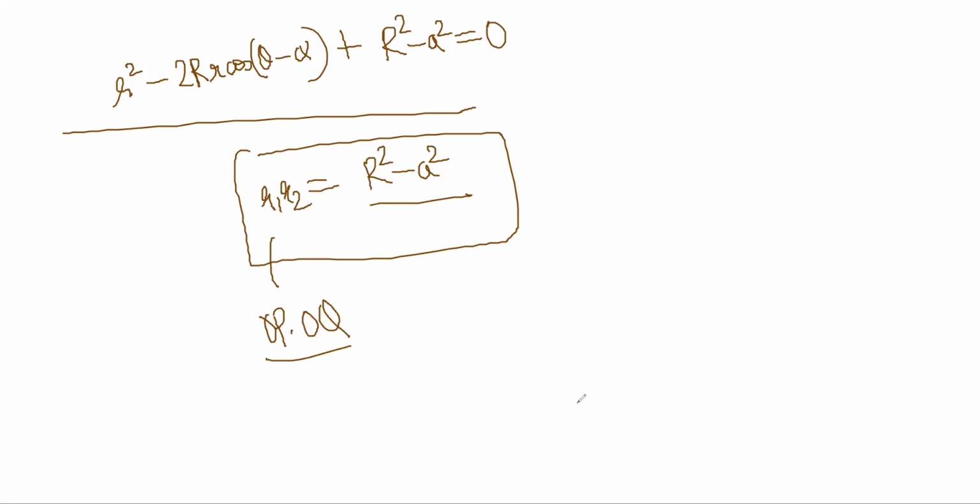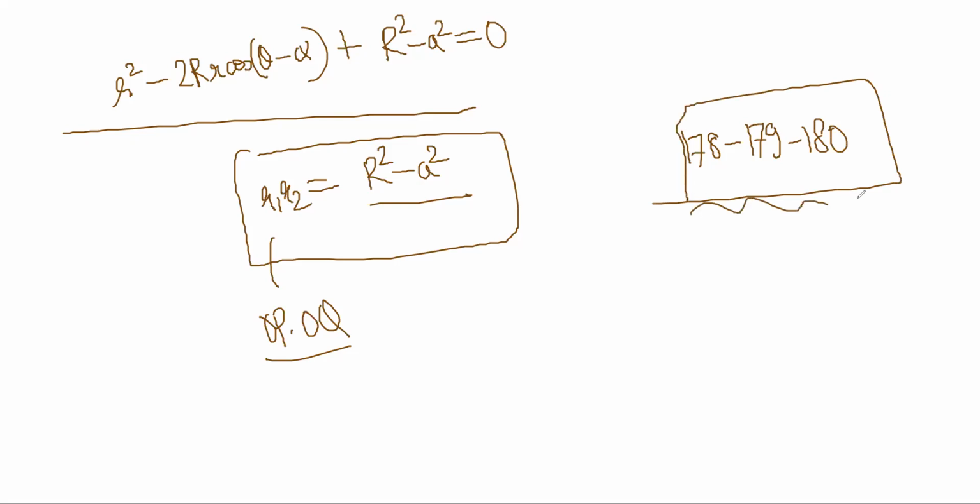Article 175 we will skip, 176 we will skip because it is about angular coordinates. 177 we will also skip. We will continue from next class onwards from 178, 179, 180. These three articles we have to do. 178, 179, 180, and then this chapter is over. You can go ahead and read 178, 179, 180 yourself, and you will mostly understand everything if you have understood the stuff so far.